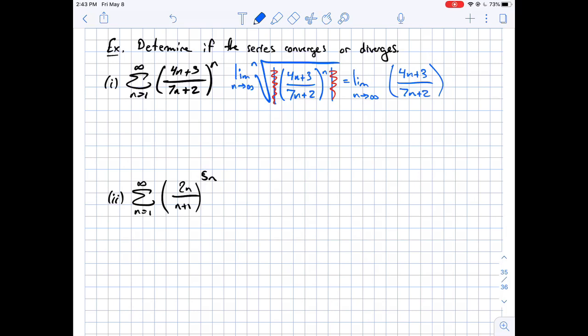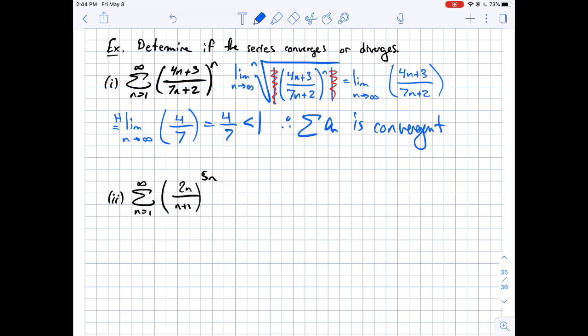And for this limit, you could use L'Hopital's rule, or you could look at the degree. It's degree 1 over degree 1, so this limit is going to be 4 over 7. L'Hopital's rule will get you to the same thing, because the derivative of 4n plus 3 is 4, and the derivative of 7n plus 2 is 7. So this limit exists. It's 4 over 7, and now you remember which test we're doing. We're doing the root test, which means, similar to the ratio test, we care about what this limit is. This limit is specifically a number that is less than 1, which means that our series is convergent, and it's convergent by the root test.